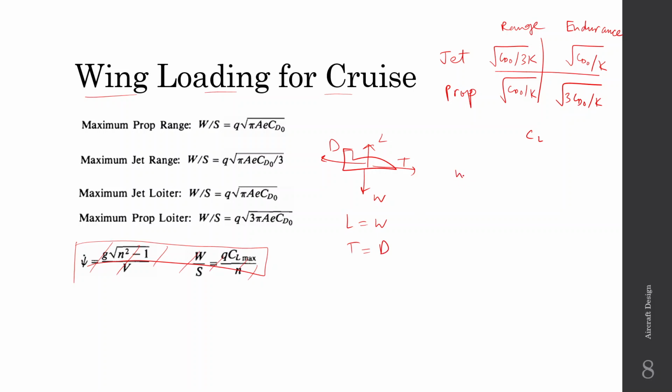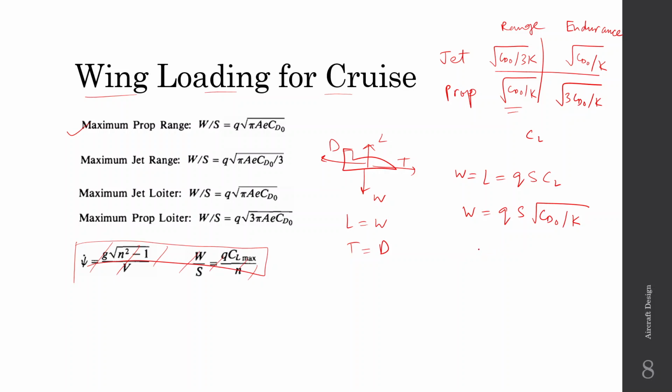So what you can do is you can write weight equal to lift equal to Q S CL, and then CL you can substitute from here. For example, suppose I want maximum propeller range, so I will write weight equal to QS. Maximum propeller range is this, so I'll write CD naught by K.